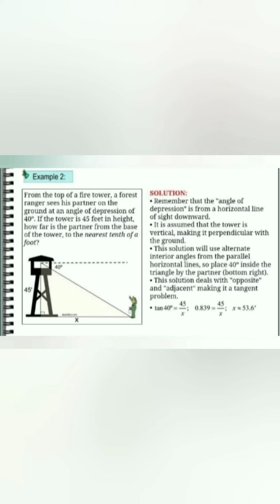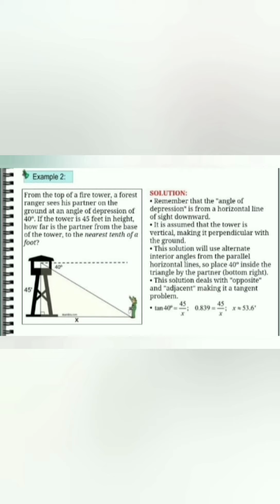Question 2. Let's see question 2. From the top of a fire tower, a forest ranger sees his partner on the ground at an angle of depression of 40 degrees. If the tower is 45 feet in height, how far is the partner from the base of the tower to the nearest tenth of a foot? Okay, just read the question clearly.